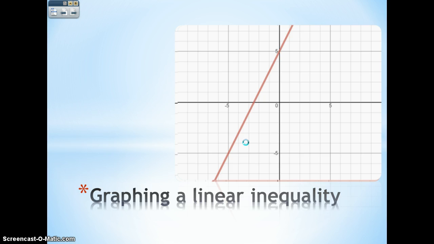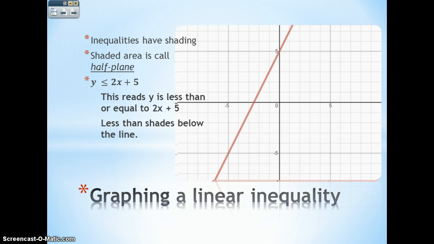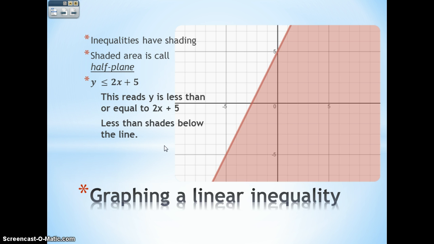However, linear inequalities are a little different. It's not just a line. Inequalities have some shading above or below the line. The shaded area is called a half plane. For this inequality, it reads y is less than or equal to 2x plus 5. The less than or equal to makes it a solid line for my boundary, but the less than indicates that all of the values below this line satisfy the inequality. And when we shade, we'll see just that.